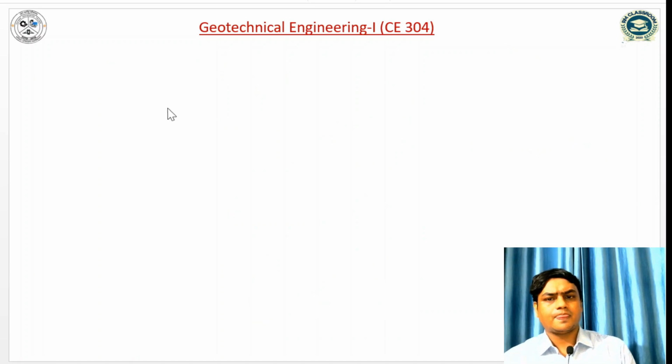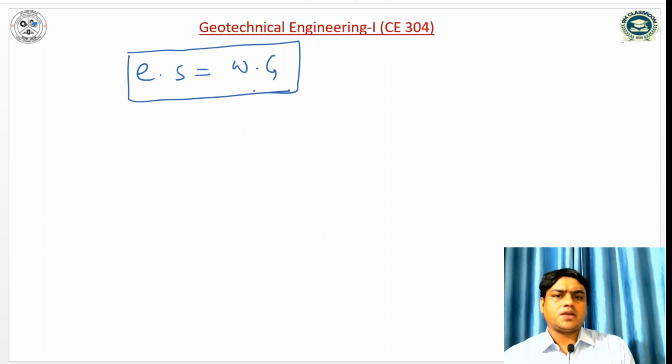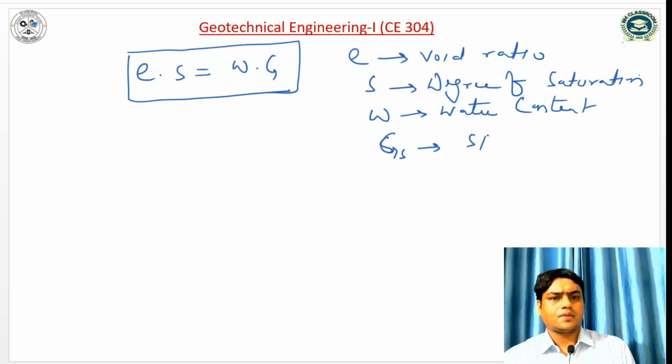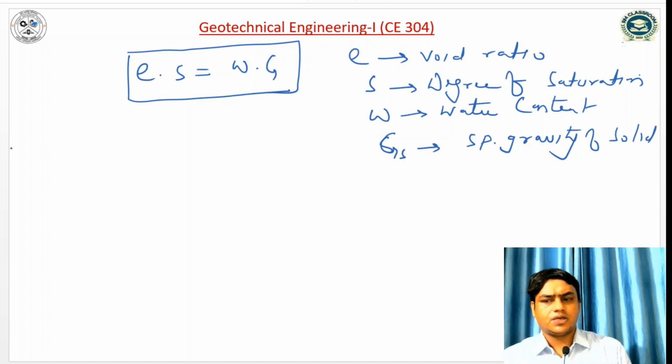So we can write e into S is equal to w into G. Another important relationship, where e is the void ratio, S is the degree of saturation, small w is the water content, and Gs or G is the specific gravity of solid.